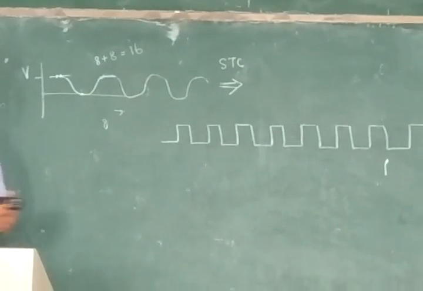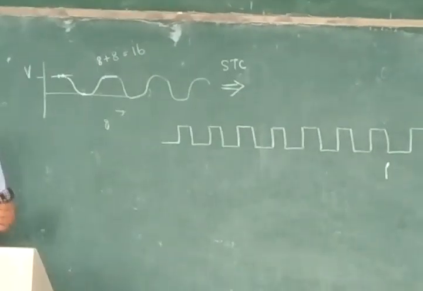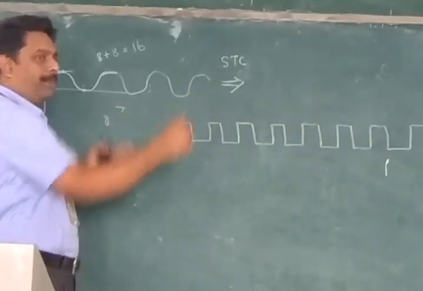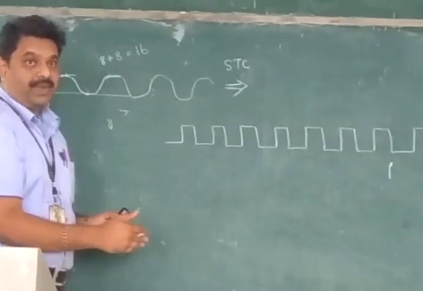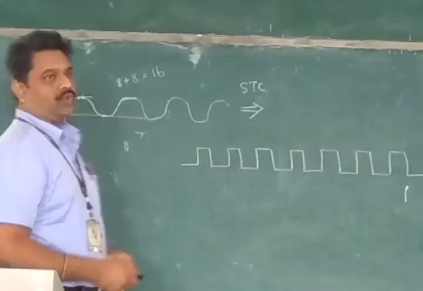When I say square waves, it is not length and breadth to scale. It is a digital waveform that we get. It may be slightly longer duration on the top, and the bottom duration may be a bit less, still I'm calling it a square wave. So such a square wave we will get.